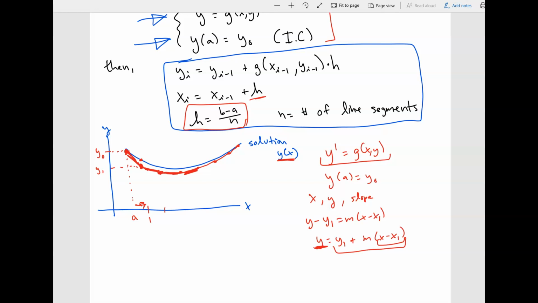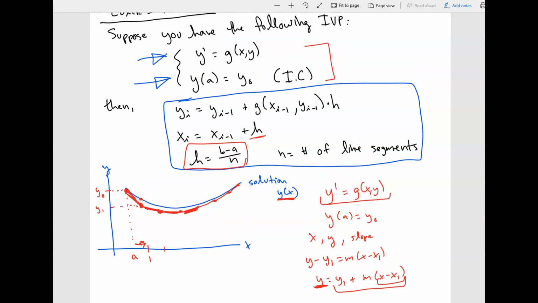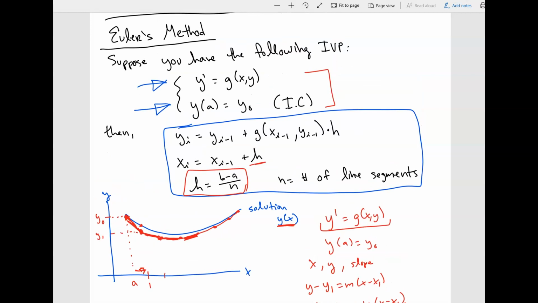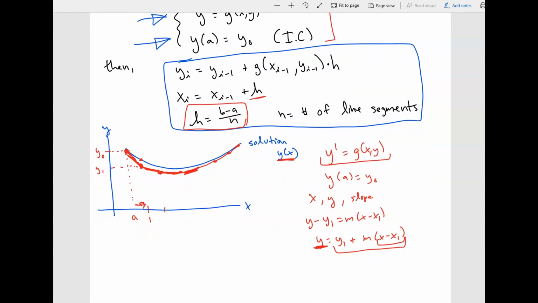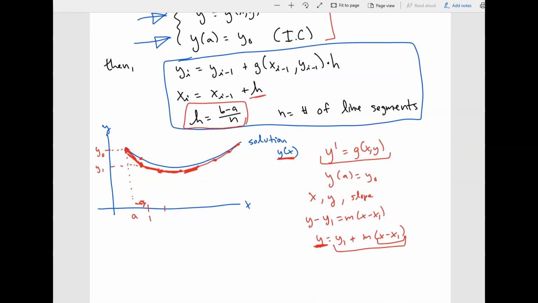In the next video, I'm going to do a couple of examples, because I wanted to give you a little bit of the intuition behind Euler's method first. Now we'll do a couple of examples so that you can see how this is useful.